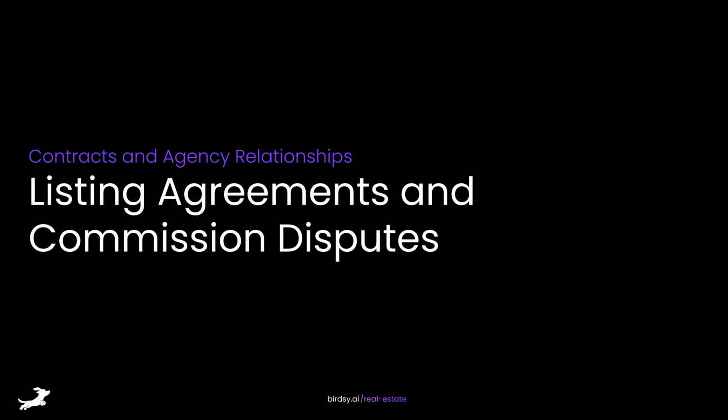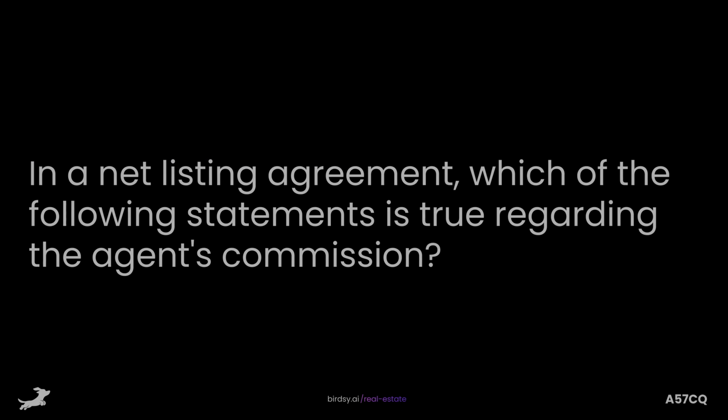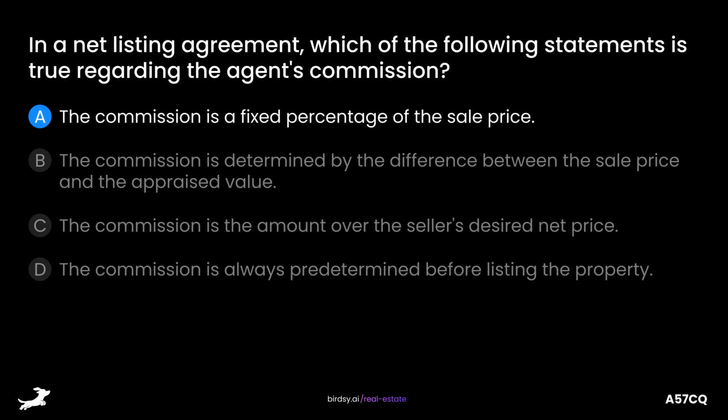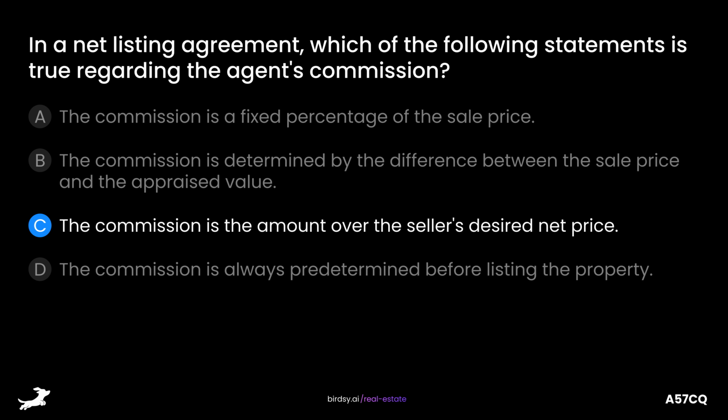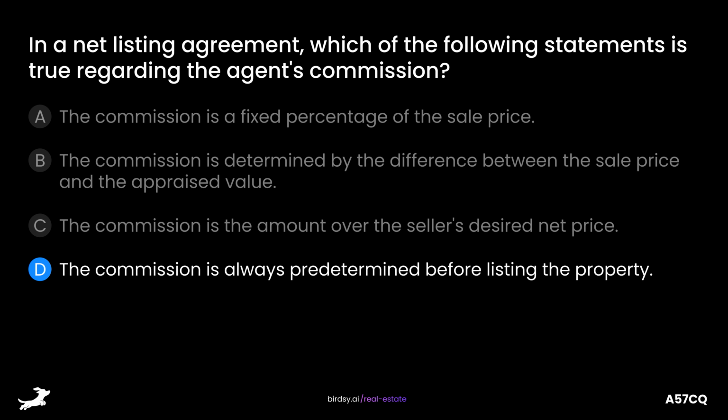Listing agreements and commission disputes. In a net listing agreement, which of the following statements is true regarding the agent's commission? Is it A, the commission is a fixed percentage of the sale price? B, the commission is determined by the difference between the sale price and the appraised value? C, the commission is the amount over the seller's desired net price? Or D, the commission is always predetermined before listing the property?